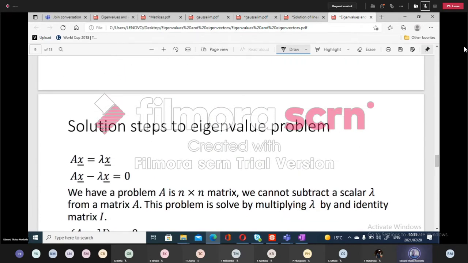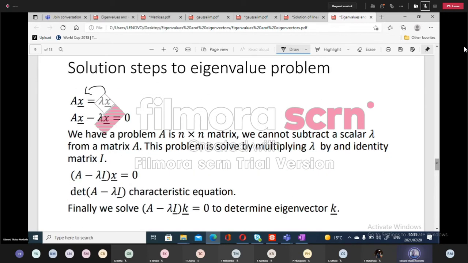Now, solution steps to the eigenvalue problem. What do I do here? I make this equal to 0. So I take this to the left hand side. So we have this case. Now, we have a problem. We know that A is an n by n matrix. We cannot subtract a scalar lambda from a matrix A. This problem is solved by multiplying lambda by an identity matrix I.